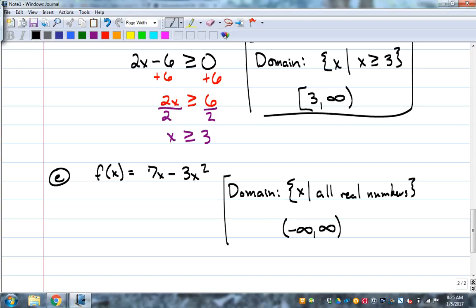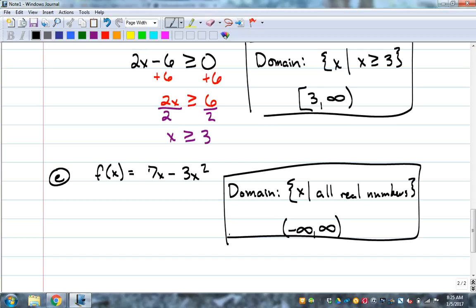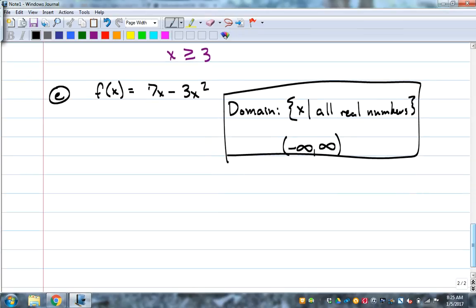Negative infinity to positive. You can say negative infinity to infinity. I always just say positive. Yeah, it makes it sound fancy. You don't sound fancy. Don't talk about math. All right, so far so good. That one's really easy. That's easy when that happens.